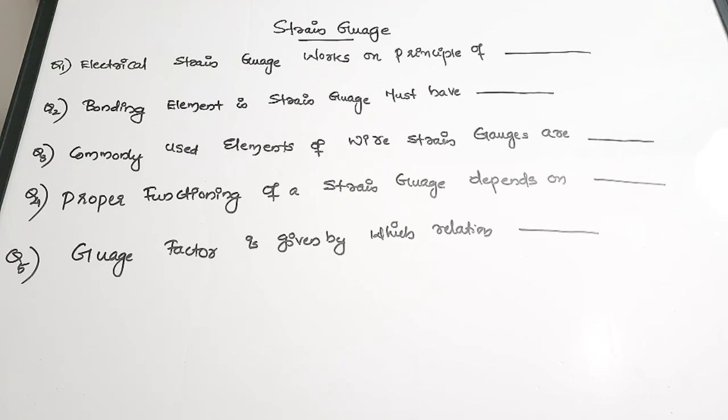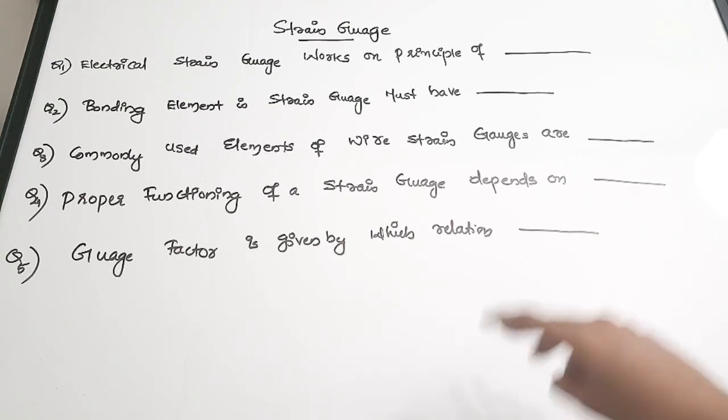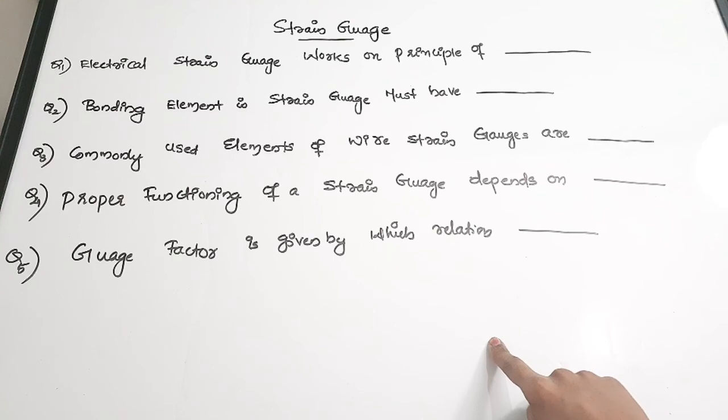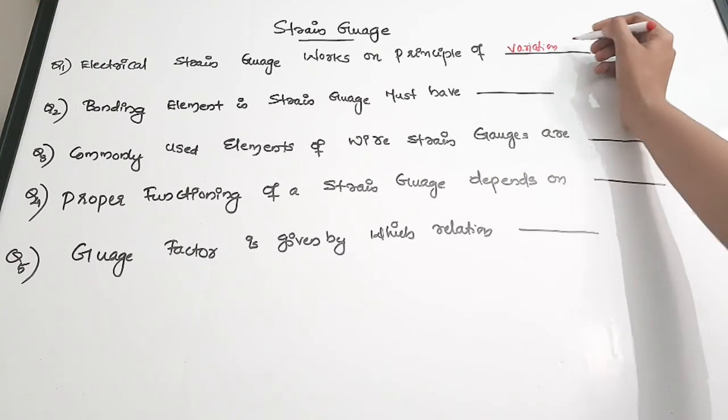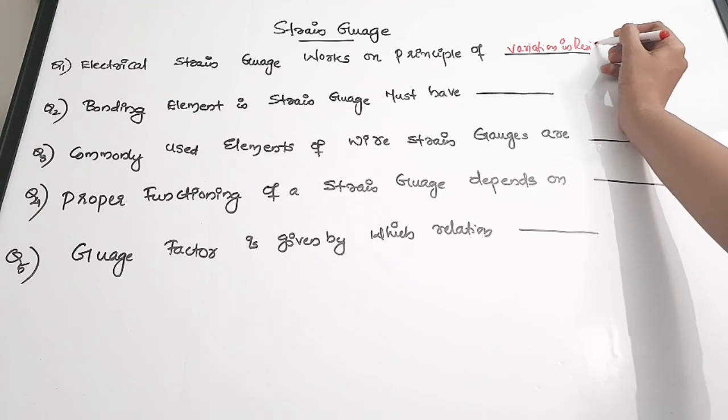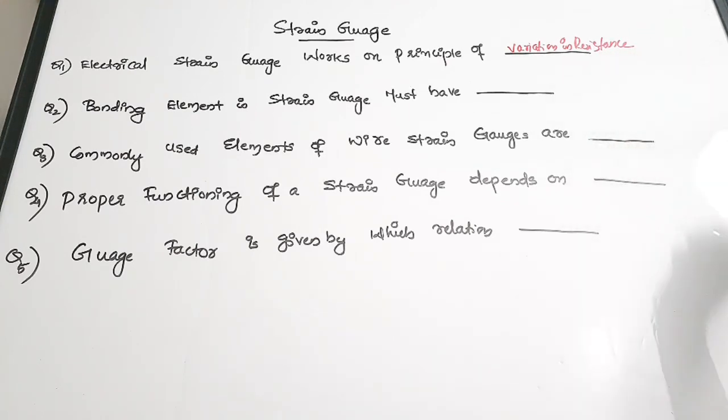So we have seen that we use a metallic wire or a metallic foil pattern in the strain gauge, whose resistance will change, and we'll measure the change in resistance using a Wheatstone's bridge, and that resistance change we use to find the strain, right? So here the answer is the variation in resistance. Variation in resistance is the principle. The variation in resistance of the strain gauge wire.